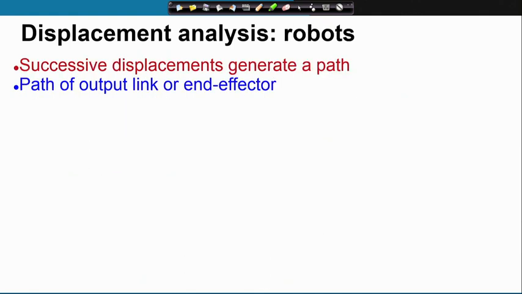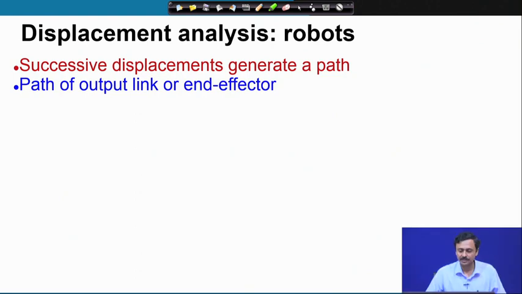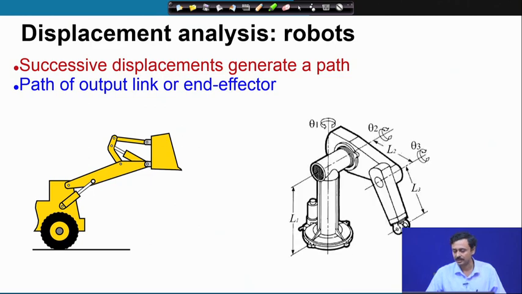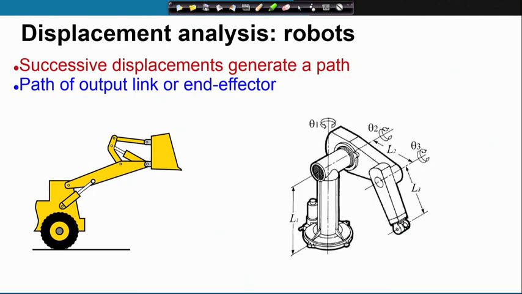In the case of robots, we have seen that successive displacements generate a path, and the path of the output link or the end effector is what we seek to find out. Here also you have these two problems: given the actuator throw or actuator displacement, what is the output, or if I need to place the end effector of this robot at some point, what should be the angles theta 1, theta 2, theta 3 in the case of this Puma robot manipulator.